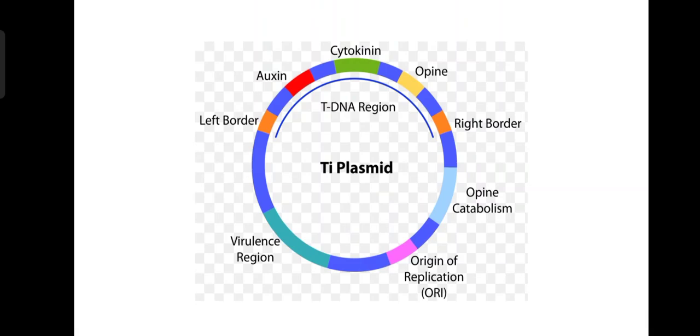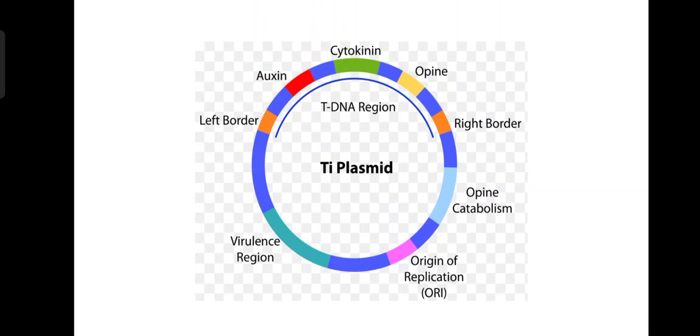Genes for auxin synthesis code for the enzymes monooxygenase and hydrolase that are required for production and formation of auxin hormones. Genes for cytokinin synthesis code for transferase that is required for production and formation of cytokinin hormones. Genes for opine synthesis code for synthase. All these three genes, including the left and right border, in the plant genome are transcribed and translated into the respective enzymes and form plant hormones.